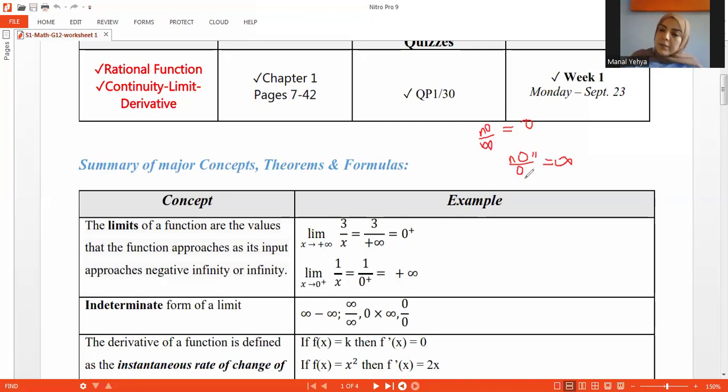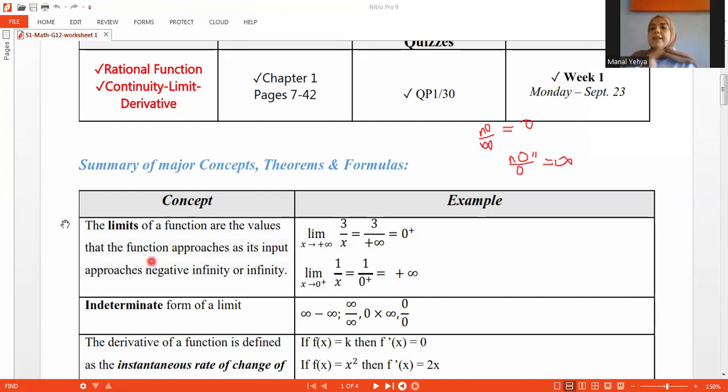Sometimes when we are doing the limit, we have indeterminate forms of a limit. What are these indeterminate forms? They are plus infinity minus infinity, infinity over infinity, 0 times infinity, and 0 over 0. These don't have a value, so we need to do something. When we have infinity minus infinity, and for example, 0 times infinity, we do something.